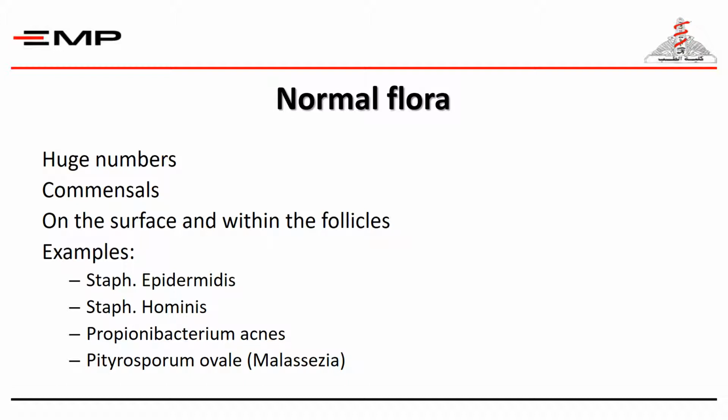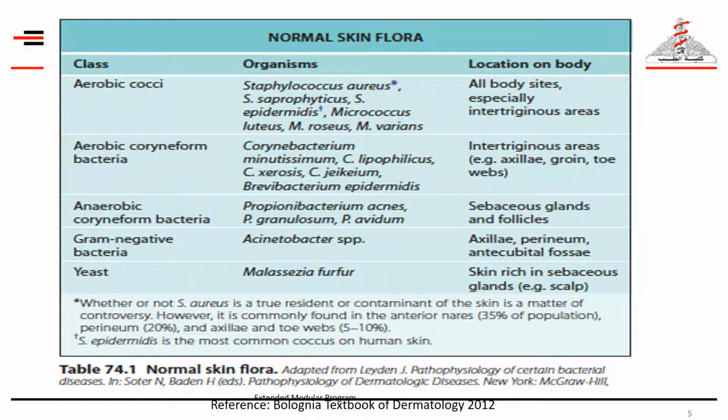Lastly, the cutaneous flora, and the cutaneous flora are present in huge numbers. They are commensals. They are present on the surface of the skin and within the follicles. And the most prominent examples are the Staph epidermidis, Staph hominis, Propionibacterium acnes, and Malassezia or Pityrosporum ovale. This is a table adapted from the textbook of dermatology to show you the location on the body sites of each commensal.